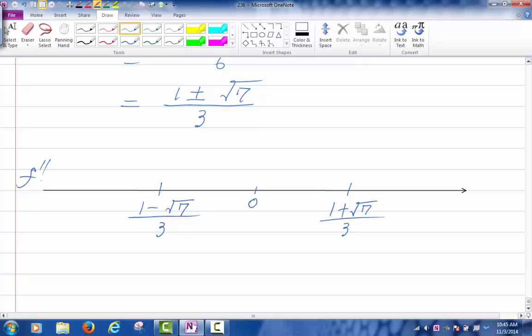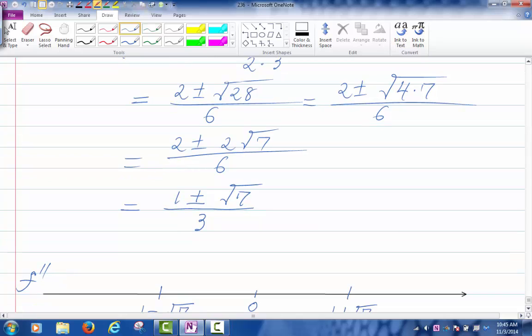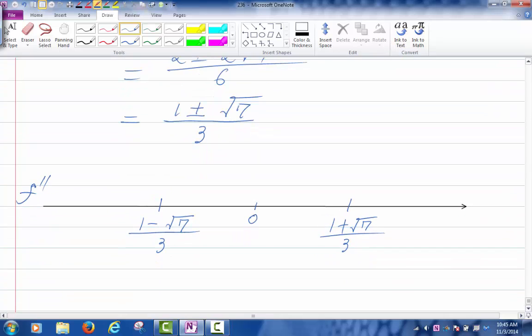Is that clear? So look at the second derivative function. Now, can someone give me a number on the left side of 1 minus root 7 over 3? Just take, for example, if 7 is 9, then you'll be on the left side of that, okay?